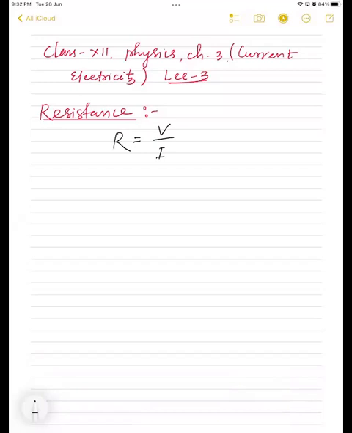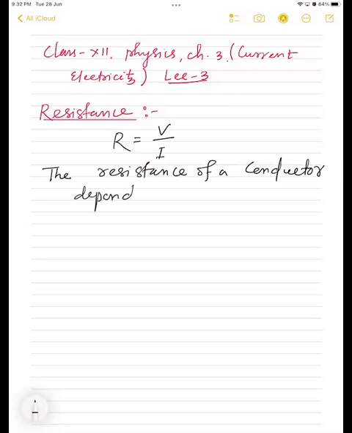So let's see, the resistance of a conductor depends upon, number one, the shape. Shape means its dimensions.